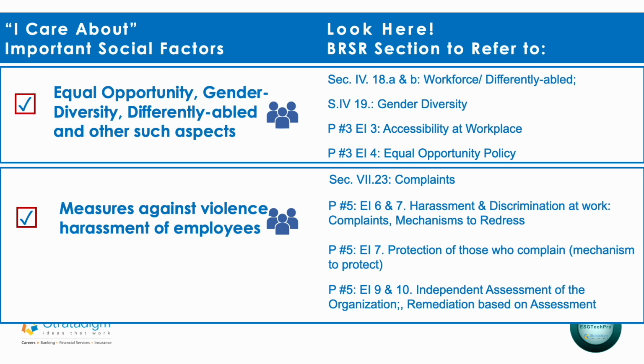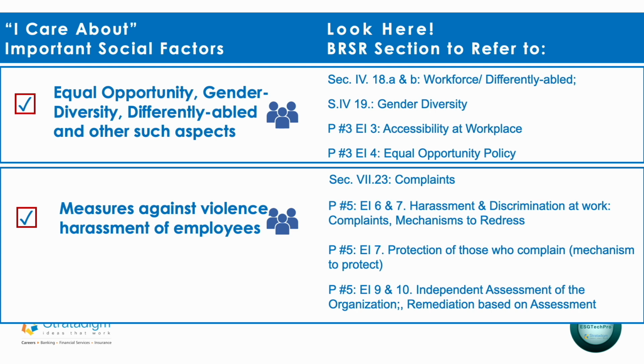So you're going to look at section 7.23 and see whether any complaints have been registered. And if you look at Principle 5, essential indicators 6 and 7, harassment and discrimination at work: how many complaints, and what are the mechanisms to address issues raised by members of the workforce. Go look at Principle 5, essential indicator 7. What is the mechanism offered by the organization to protect those who complain of harassment?